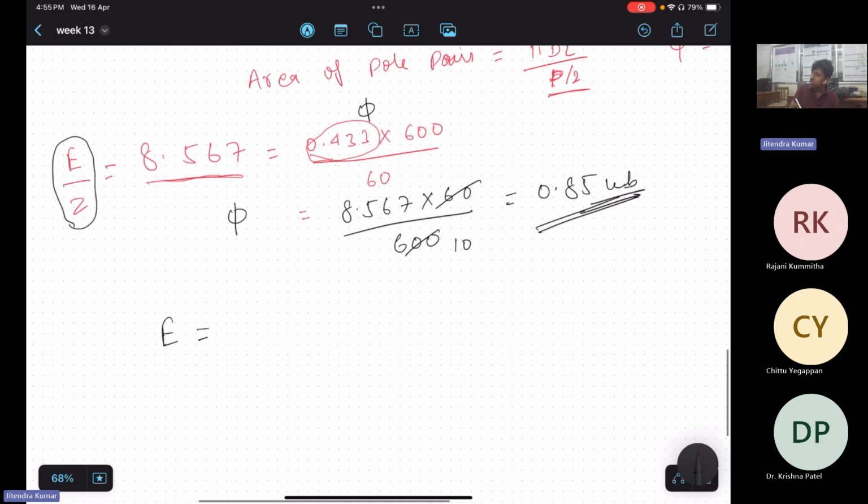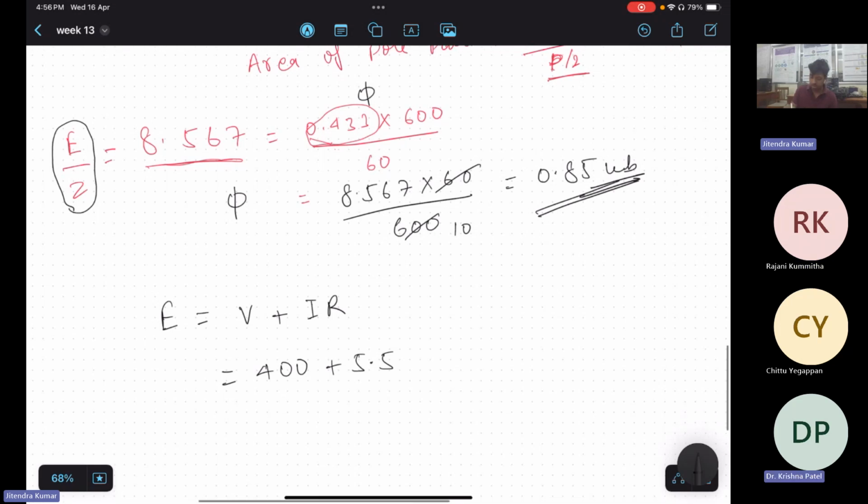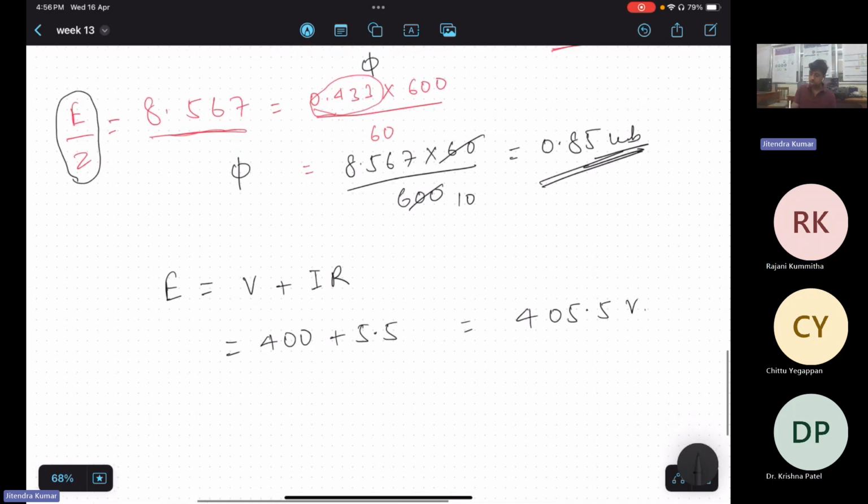Nothing is given, so you have to assume a generator. V plus IRA. V is given as 400 volt. I is not given, right? Armature drop is given as 5.5 volt. So it is equal to 405.5. Yes. So this is the total voltage we have got.